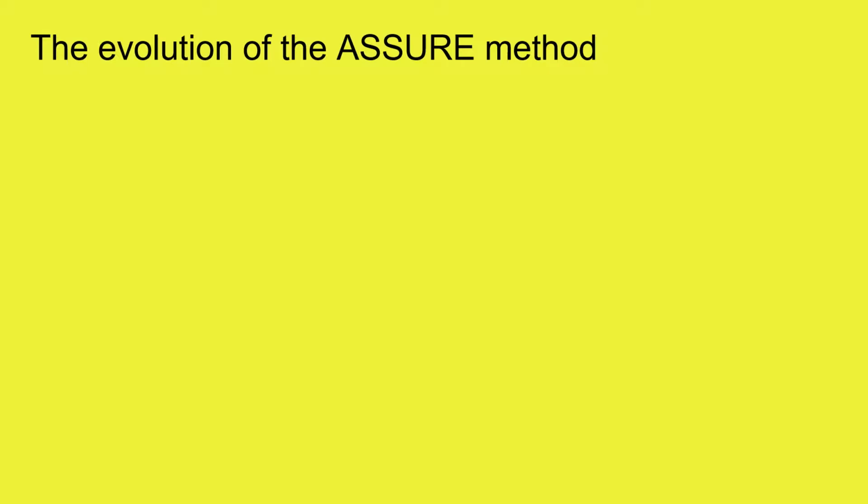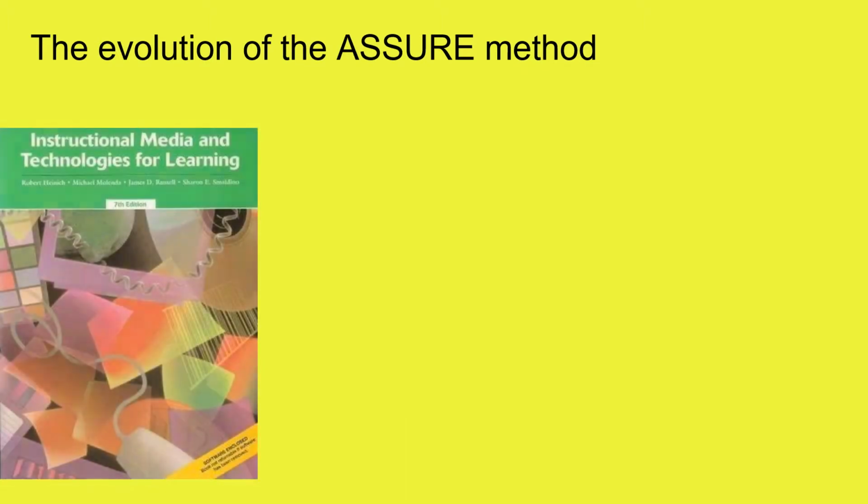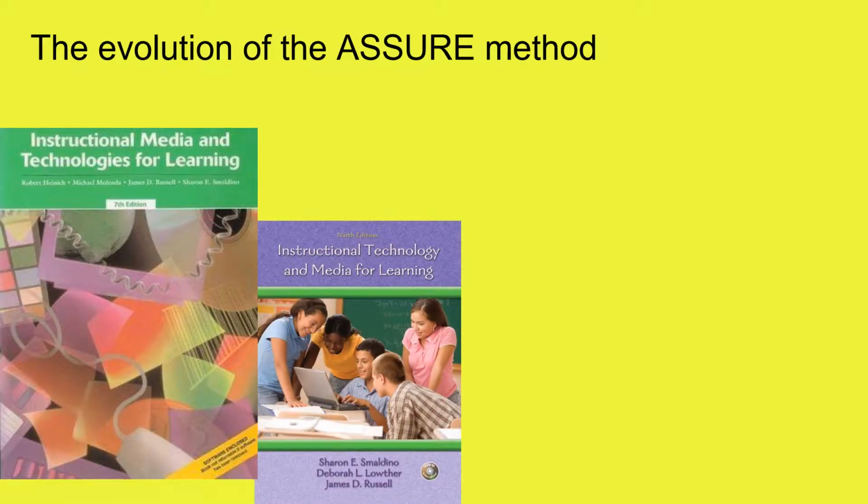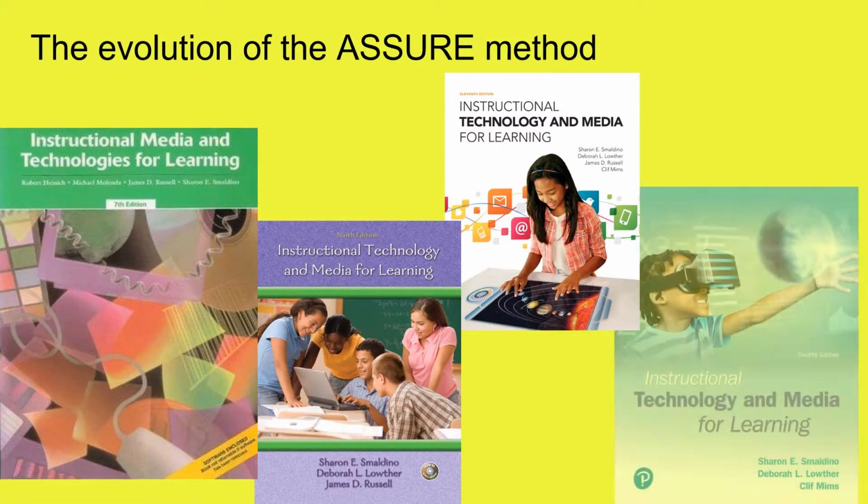Robert Heinich is credited with the creation of the ASSURE model. In 1982, he wrote about the method in a text called Instructional Media and the New Technologies of Instruction. Since its inception, the model has evolved as technology has evolved, and other authors such as Michael Molenda and James Russell are attached to the model through the text Instructional Media and Technologies for Learning. With more recent additions, authors such as Sharon Smaldino, Deborah Lowther, and Steven Russell have also updated the text. The main focus of the model is to produce more effective teaching and learning using technology.